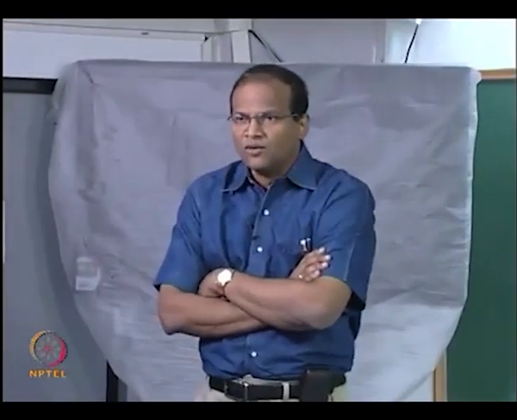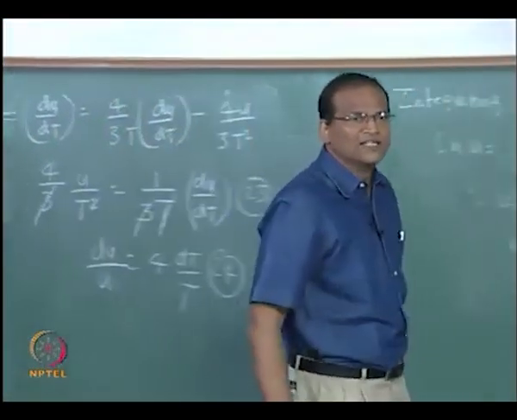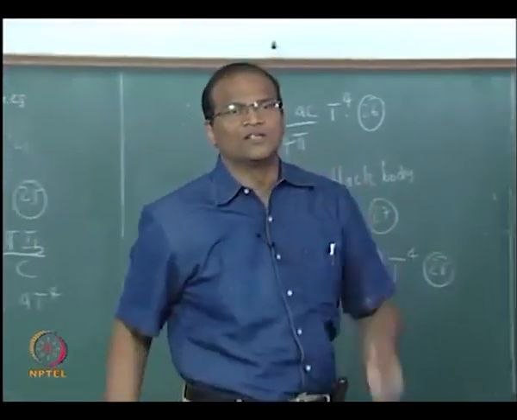However, A is not known. So if you have to get the value of A, you have to match this expression with experiments which have been done, and by matching it with the experiments it is now known that AC by 4 is 5.67 into 10 to the power of minus 8. That is why it is called the Stefan-Boltzmann law.